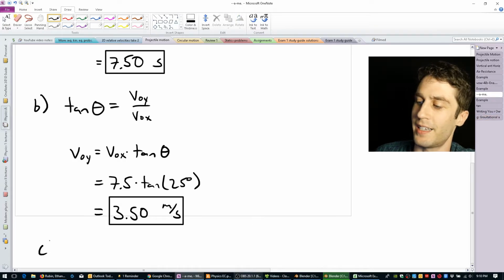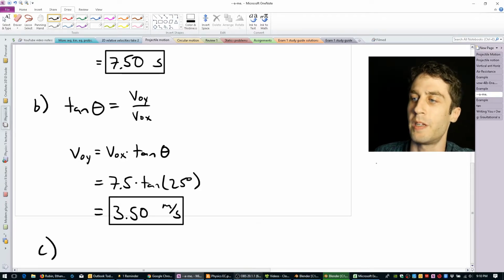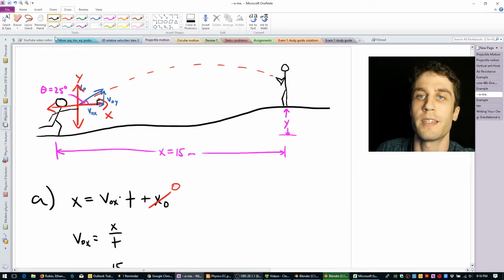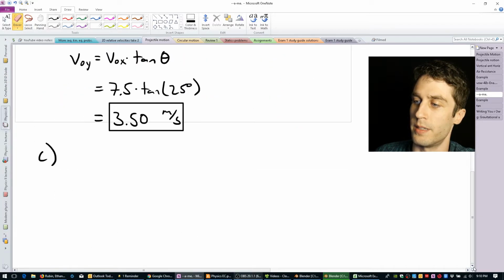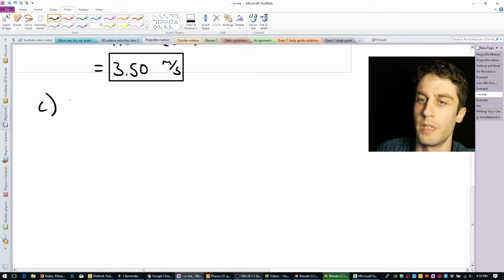Okay, part C. Part C asks for the ball's initial velocity. Now, it turns out that we don't actually need that to do any other parts of the problem, so part C is a little bit of a digression. But the point is that we have the x component and we have the y component. So what I will suggest we do is use the Pythagorean theorem. V naught squared is equal to v naught x squared plus v naught y squared.